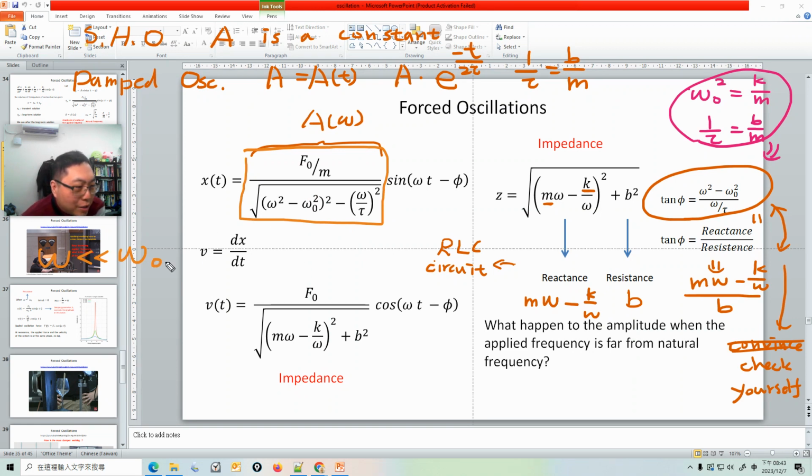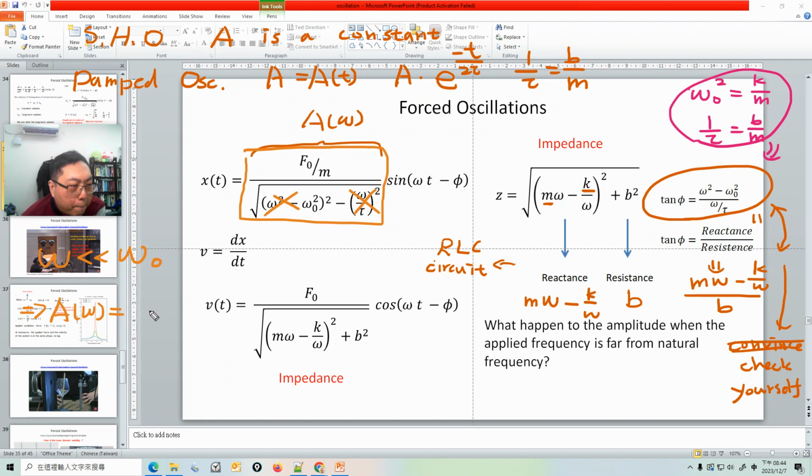Omega is very small compared to omega zero. That means you can ignore this term, and since omega is small, you can also ignore this term. So in this situation, your amplitude function will become, let's see, 1 over omega zero squared.